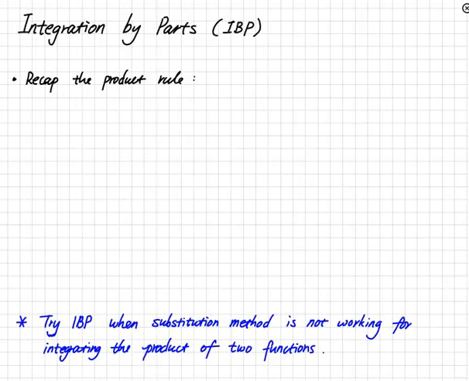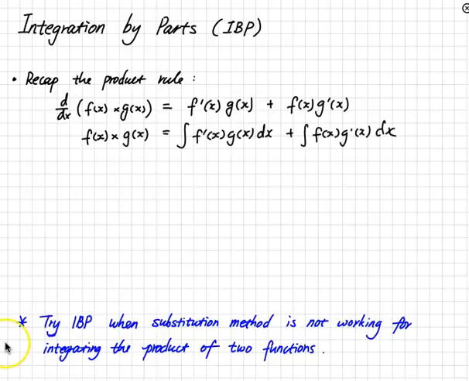Integration by parts. Sometimes the integration by substitution method is not really working for integrating the product of two functions. So let's quickly recap the product rule first. We know that when we differentiate f of x times g of x, that will give us f dash of x times g of x plus f of x times g dash of x. Now we integrate both sides, and this is the result that we get.